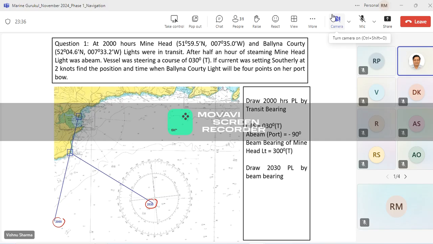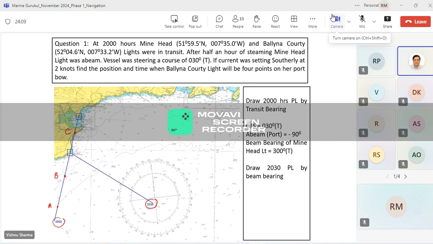Now, since they are staggered PLs, we'll transfer the 2000 PL to 2030 by running fix. So what will we do? We'll take any point. Somebody may take a point here at A. Somebody may take a point at B. Somebody may take a point at C. It doesn't matter. Though going to C doesn't make sense because your PL will be on this side of the turn. But as far as this part is concerned, it doesn't matter.